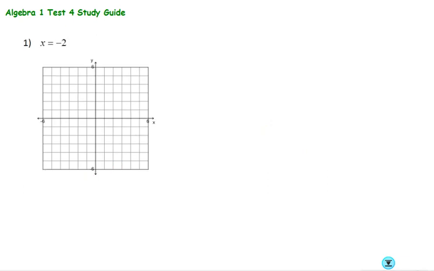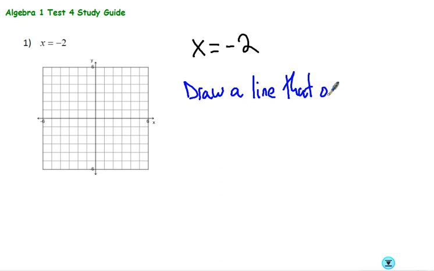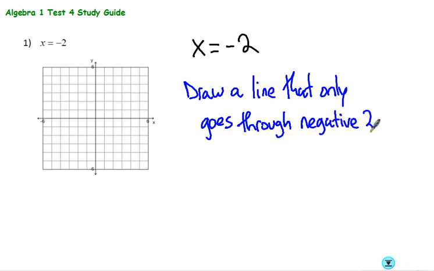Alright, let's see what you got with number 1 in the middle. It says x equals negative 2. So pretty much the same thing as the last one, right? All that means is to draw a line that only goes through negative 2, because there's a negative right there, so we see the negative. So only goes through negative 2 on the x-axis.